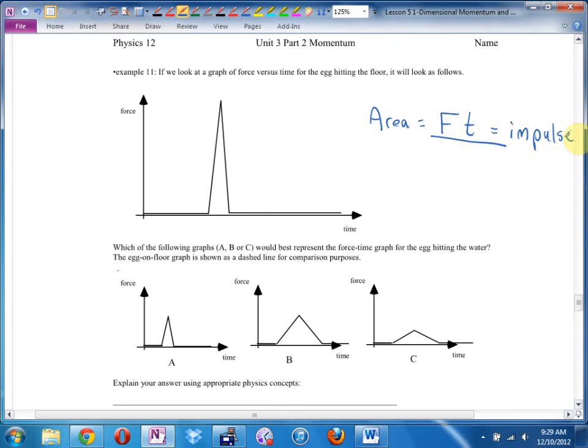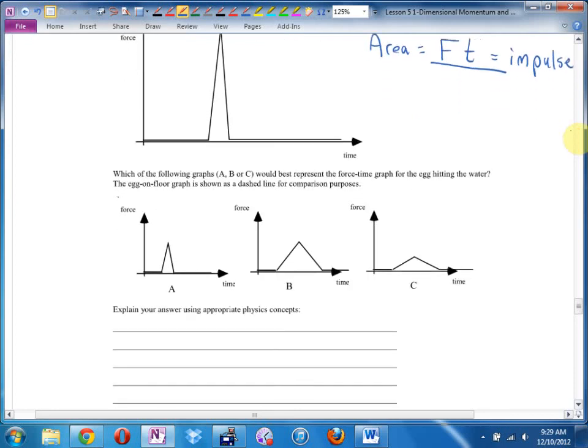Okay. Which of the following graphs, A, B, or C, would best represent the force-time graph for the egg hitting the water? The egg on floor graph is shown as a dashed line for comparison purposes. I don't think that dashed line appeared anymore on yours, did it? Do you guys have a little dashed line? You don't have that there? Okay, so you have to use your imagination based on this graph here. Shrink it down. I think I told you, my friend typed this up in Word 95 for Mac, so the graphics are slowly dying. I'm going to have to replace them as the years go on. Otherwise, it's good handouts.